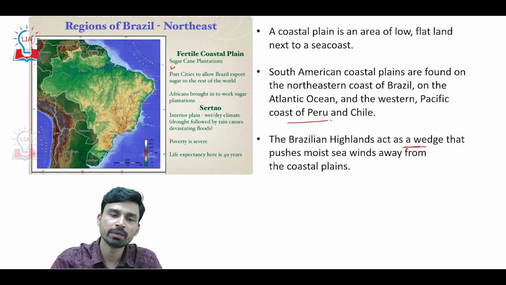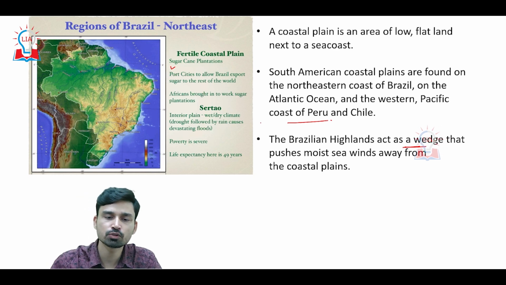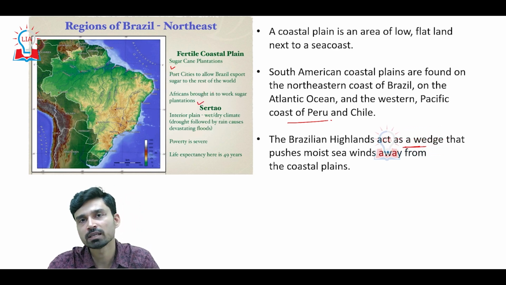So overall, the fertile region of Brazil is the northeastern region, where we have the coastal plain. This area is used for the plantation of sugar cane. And since this is a port area, the port cities of Brazil allow Brazil to export sugar to the rest of the world. Basically, it was Africans who were brought in as slave laborers to work in the sugar plantations when Brazil was a colony in the earlier time.